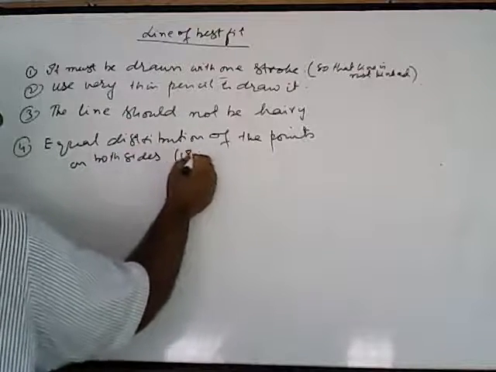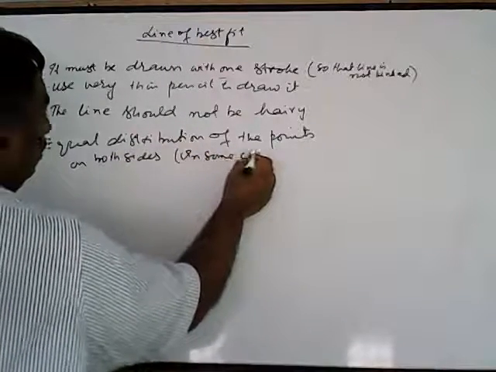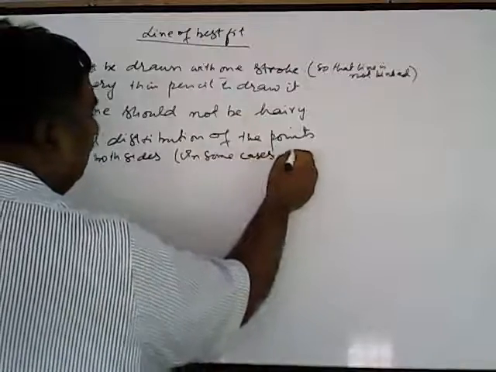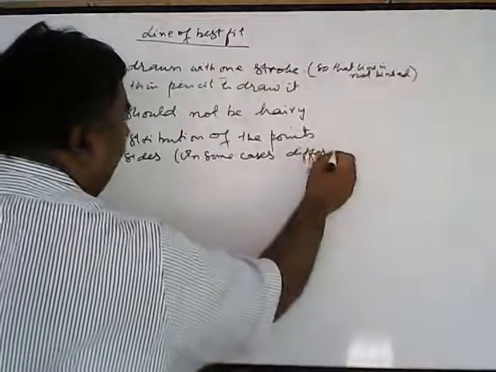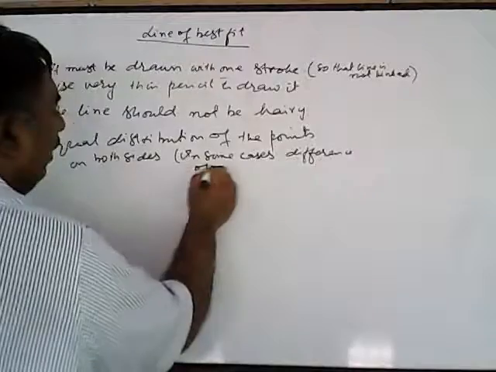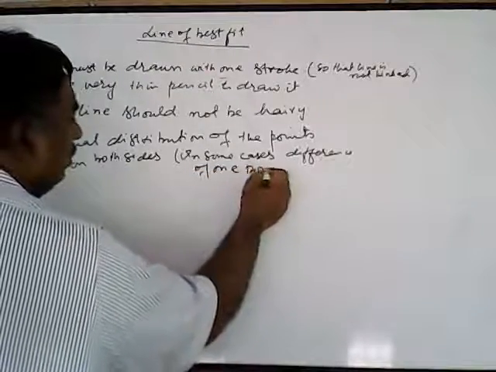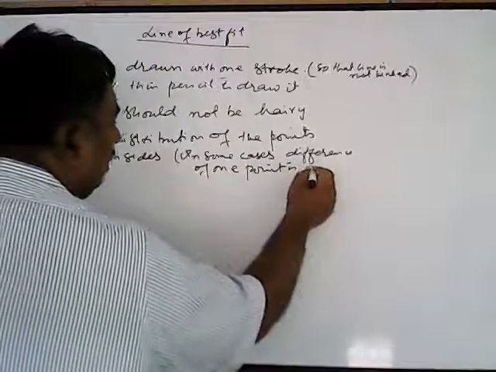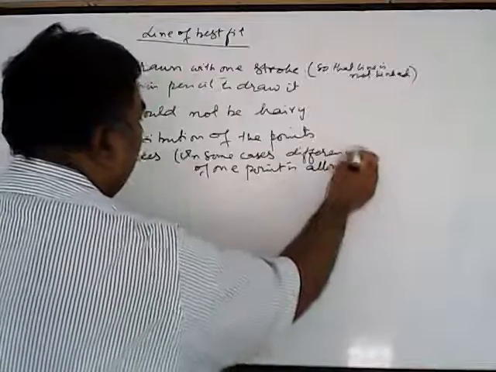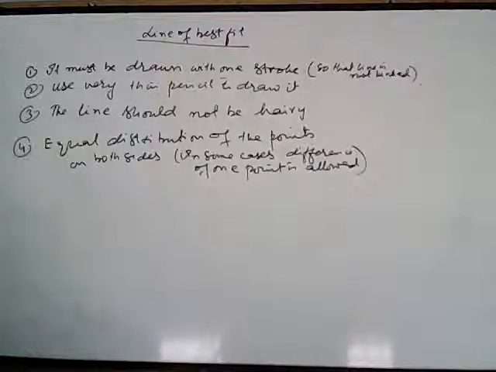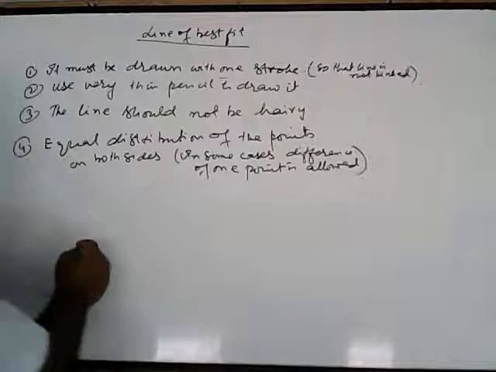In some cases, a difference of 1 point is allowed. Suppose it's not possible to have the proper distribution on both sides, then a difference of 1 point is allowed. Now let us see how I can draw the line of best fit.